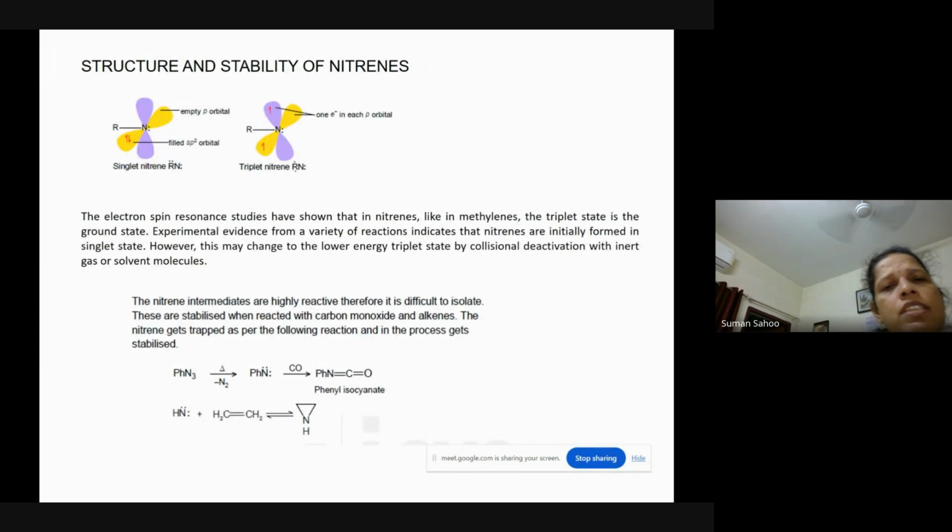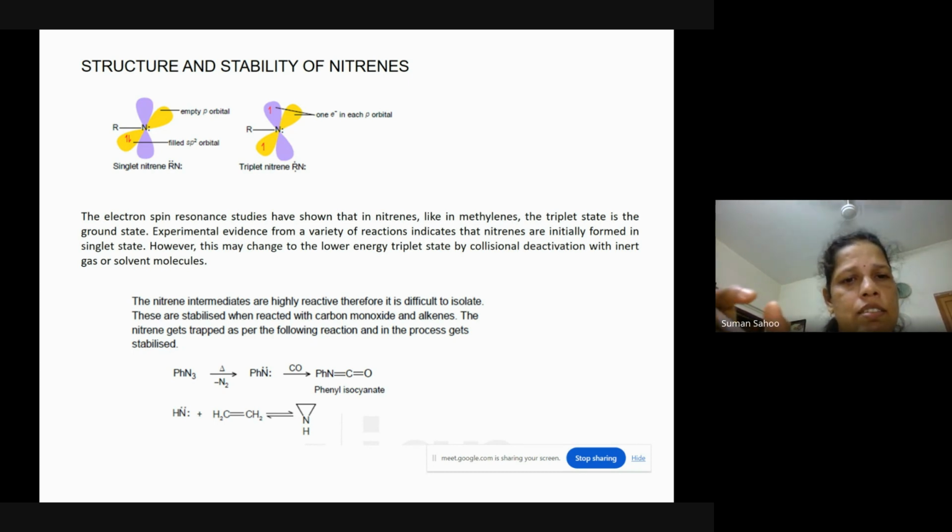So what is the structure and stability of nitrenes? Like your carbenes, nitrenes are also of two types. We can have singlet nitrenes or triplet nitrenes. From electron spin resonance studies, it was seen that the triplet nitrene is your ground state. Okay, that is of lower energy as compared to your singlet nitrenes.